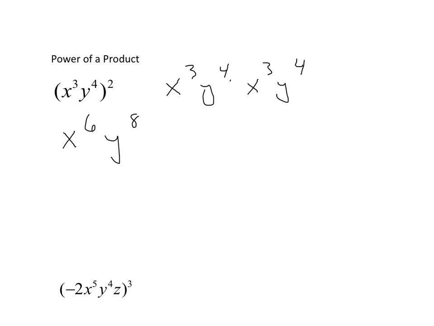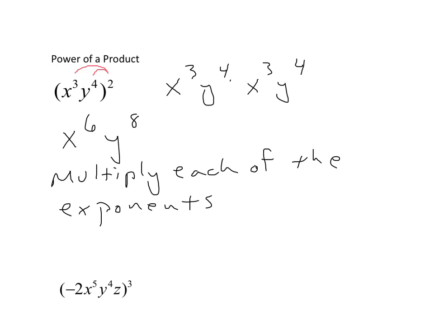If you look back at the original problem, can you think of a shortcut way to get that same answer? If you multiply 3 times the power 2, that's going to give you 6. And if you multiply 4 times 2, that's going to give you 8. So if you have a product raised to a power, what you're going to do is multiply each of the exponents by the power. So let's try some longer examples.